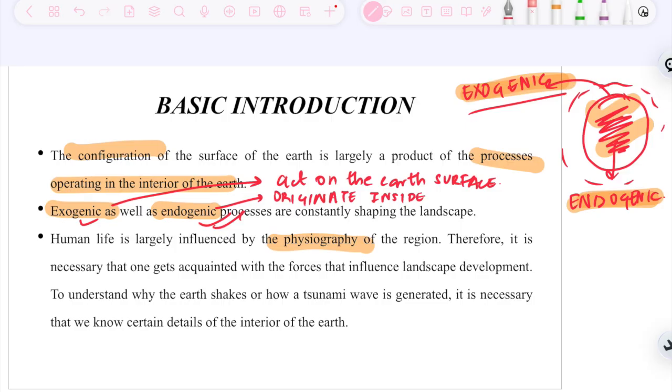And that is why it is important to understand the landscape development of any region. If we know about the landscape and physiography, we will be easily able to identify what human life is possible here. And finally, if we want to understand why earthquakes occur or how tsunamis are generated, it is necessary to know what is inside the interior of the Earth, because these endogenic processes are the base and the main reason for all these processes to take place.